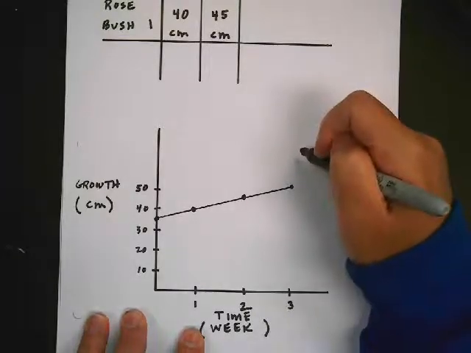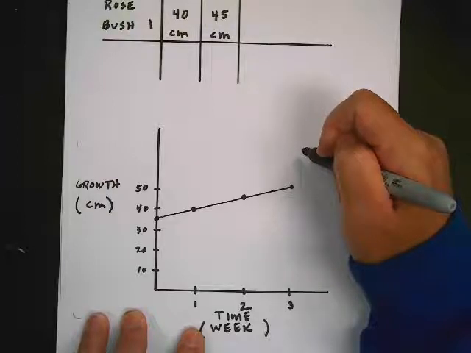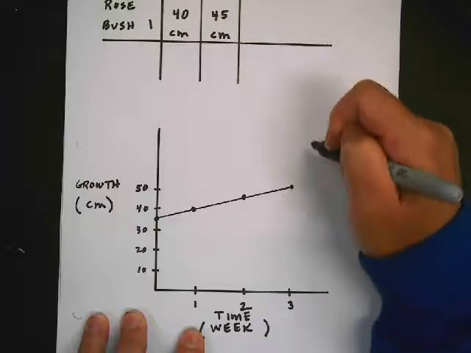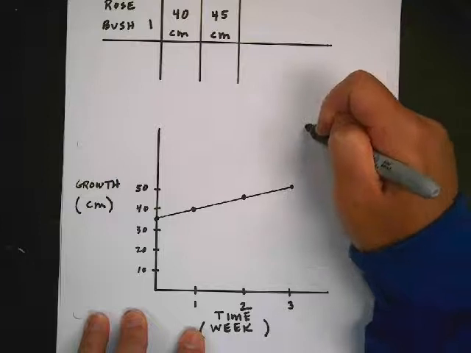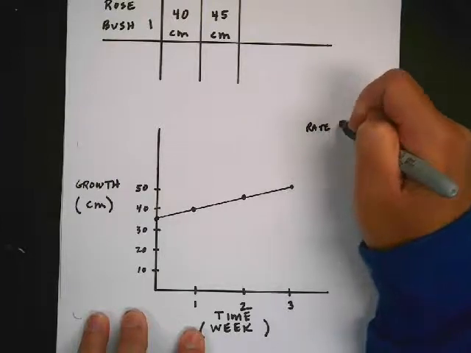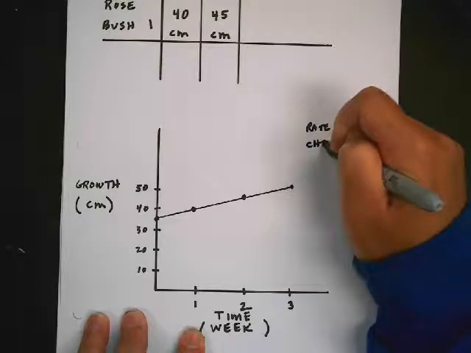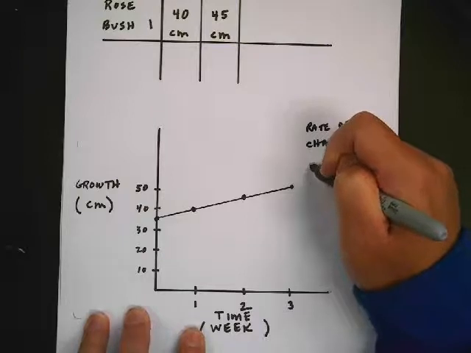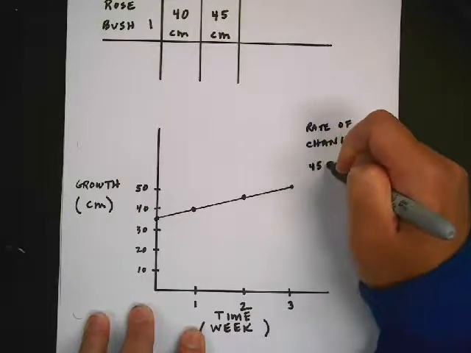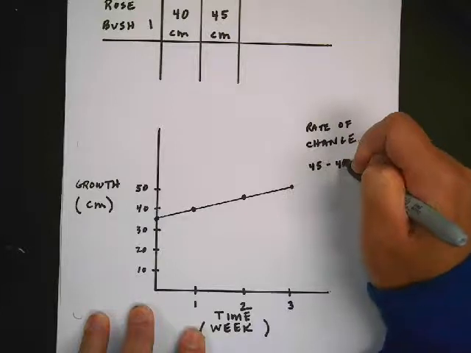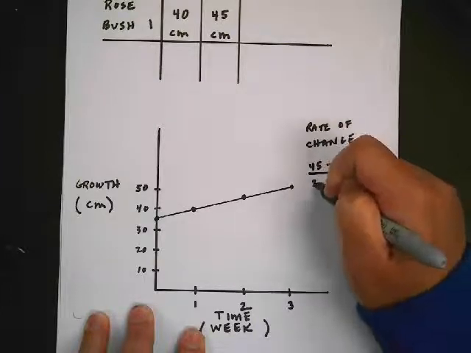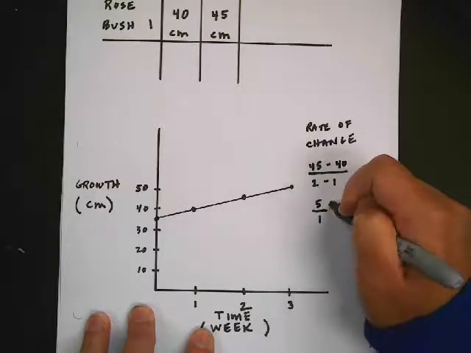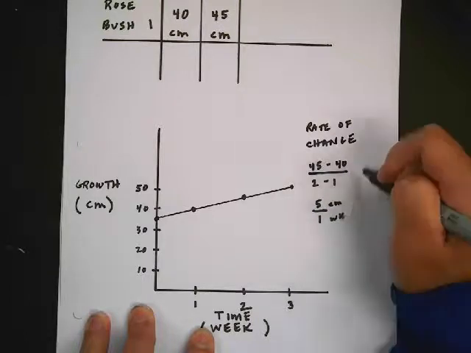We know that the growth is increasing 5 centimeters each time, so our rate of change is 5 centimeters per week. In the world of math, that rate of change is called slope. And what we've done is we've taken the second week of growth, subtracted the first week of growth, and divided by our time. So we've got 5 centimeters for 1 week. And that's our slope.